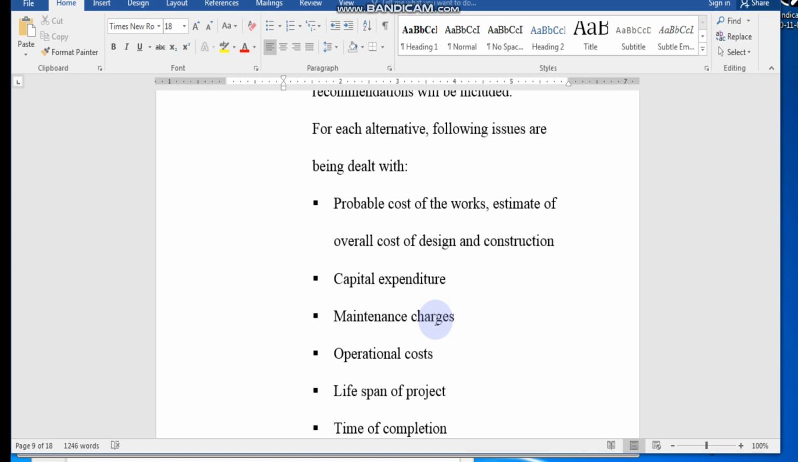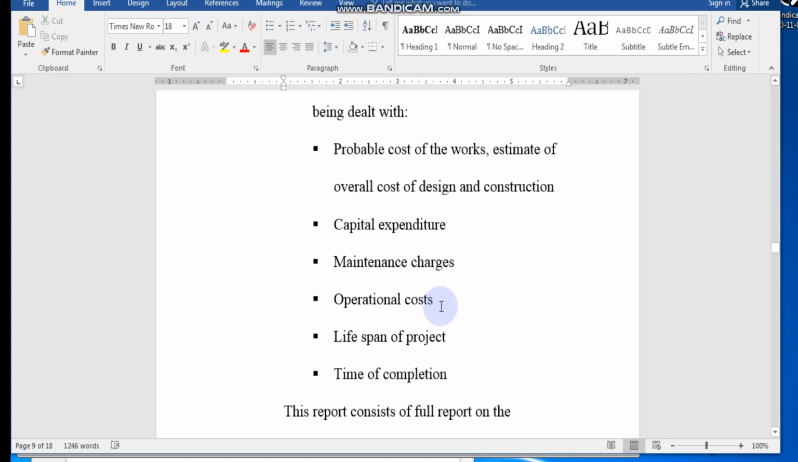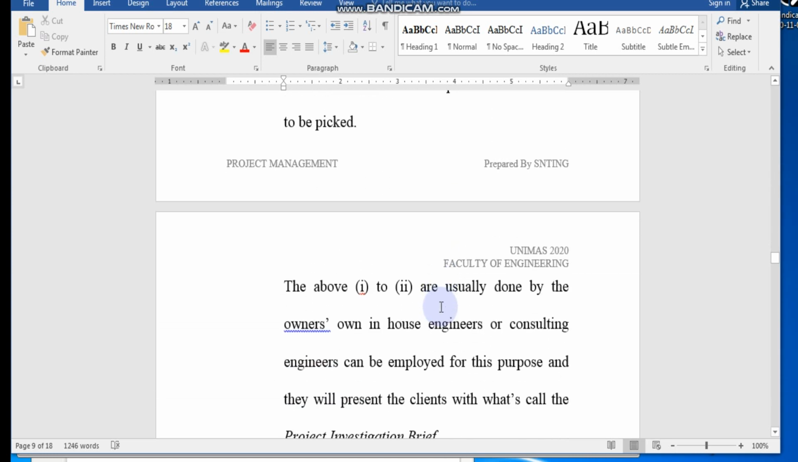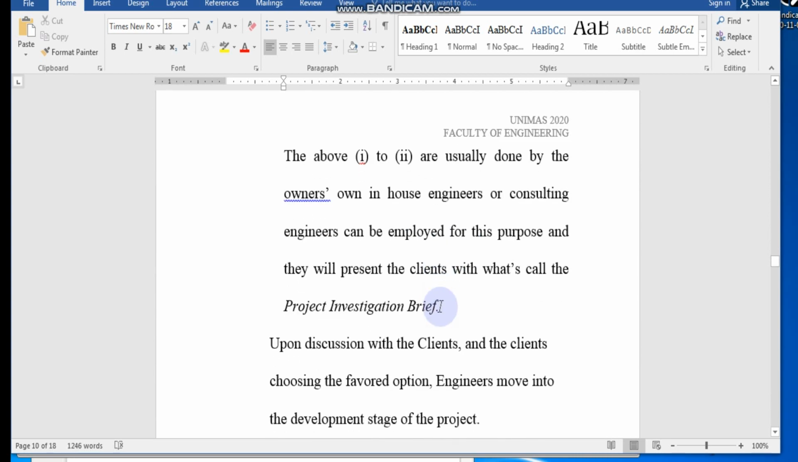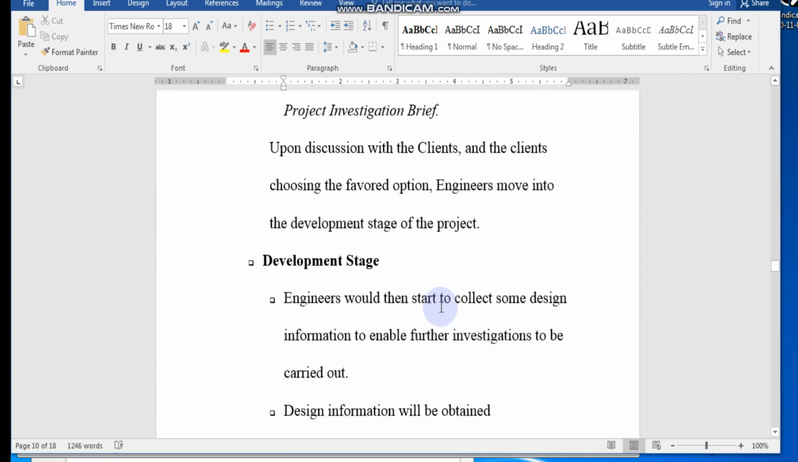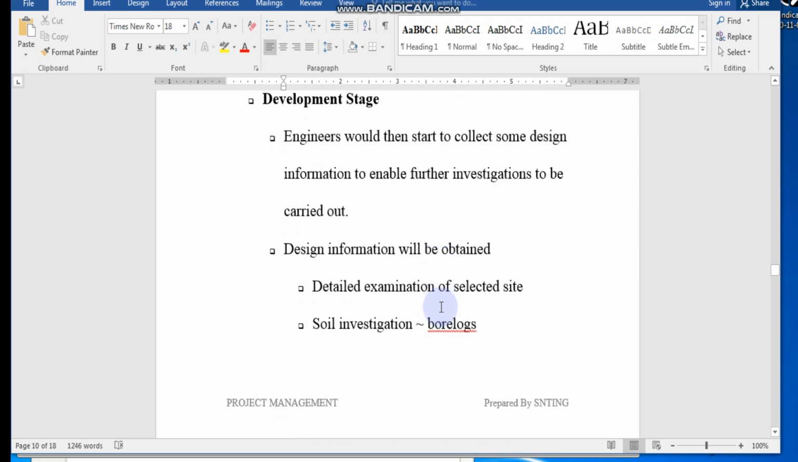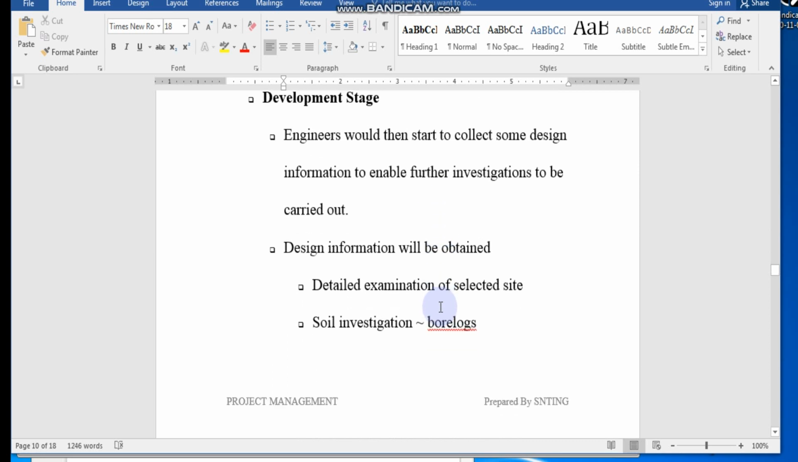So overall, the economics of an engineering project is very essential, because you're dealing with a lot of money here, okay. Money in the picture is quite an issue, so we really need to study the thing carefully. So you pick the option. Once the option is confirmed, we move into the development stage of the project, okay. And this development stage, we will deal with it in part 3, okay.